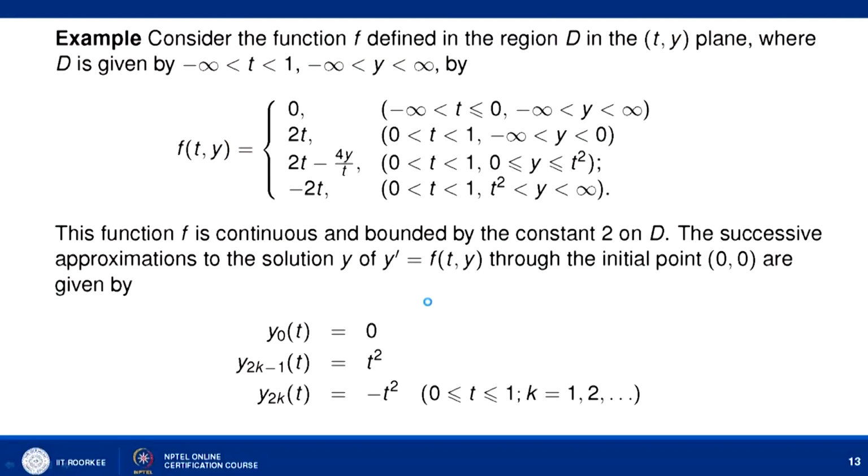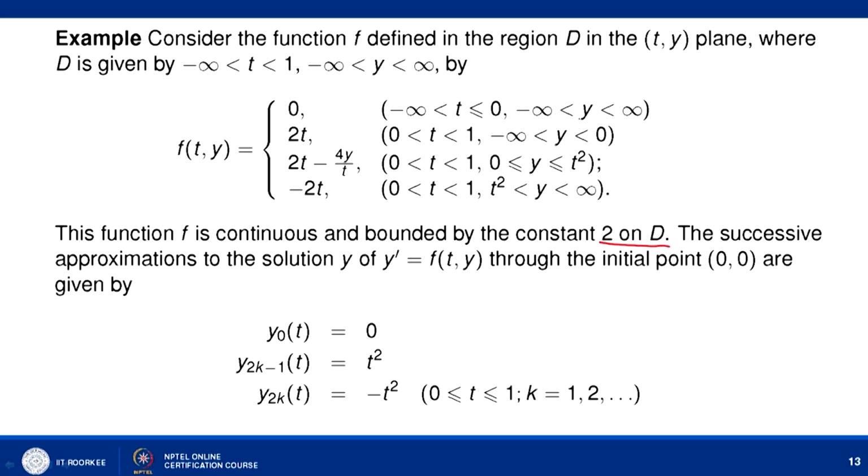Consider the function f defined in the region D in the t-y plane, where D is given by minus infinity to 1 and minus infinity to plus infinity, and f(t, y) is given as 0 when minus infinity < t ≤ 0 and minus infinity < y < infinity, and 2t when 0 < t < 1 and minus infinity < y < 0. Similarly, we can define the function f(t, y) in the different regions, and here we can say that f(t, y) is continuous and bounded by the constant 2 on D.